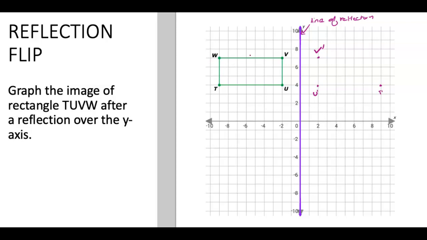And the W was at negative, so it's moving to the positive. So again, we're reflecting: however far away one point is to one side, it needs to flip to the other. It's not going to slide, it's going to actually flip over. And when you do this, you will have a nice straight little rectangle.